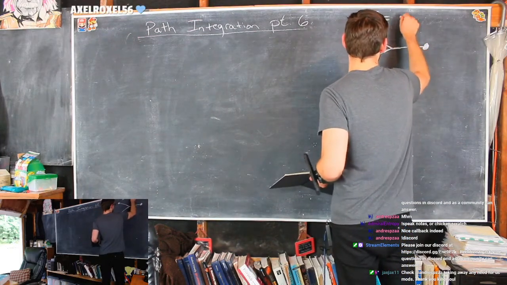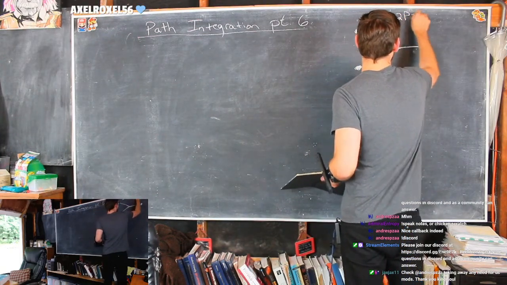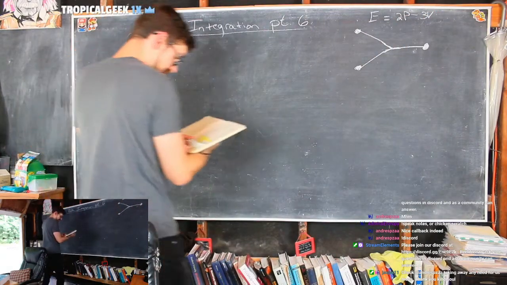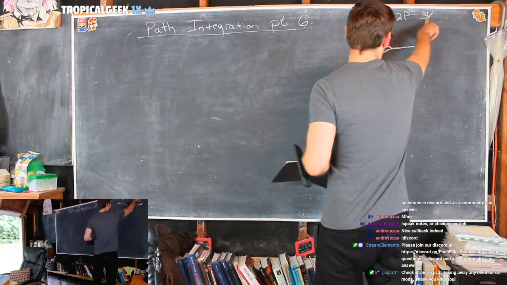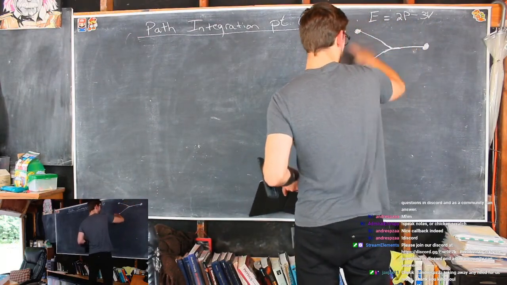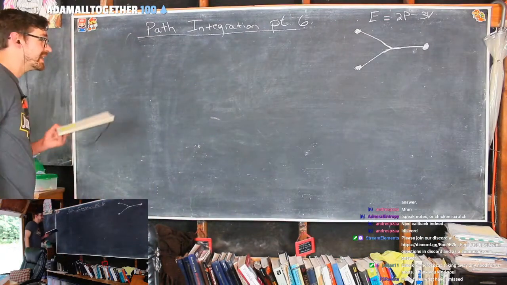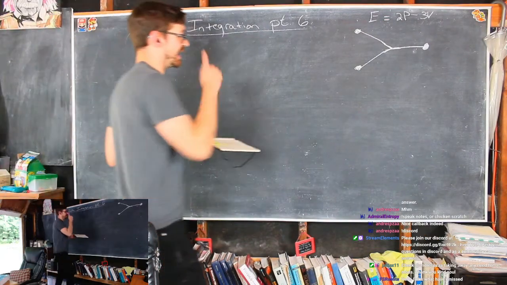So there's 1 vertex, so it was 2p minus 3v, was that what it was? Oh, it's in my notes. Yep, and then we had 1 vertex, no propagators, so the sources was going to be 3, right? Makes perfect sense. Okay. Now, this was a tree level diagram.